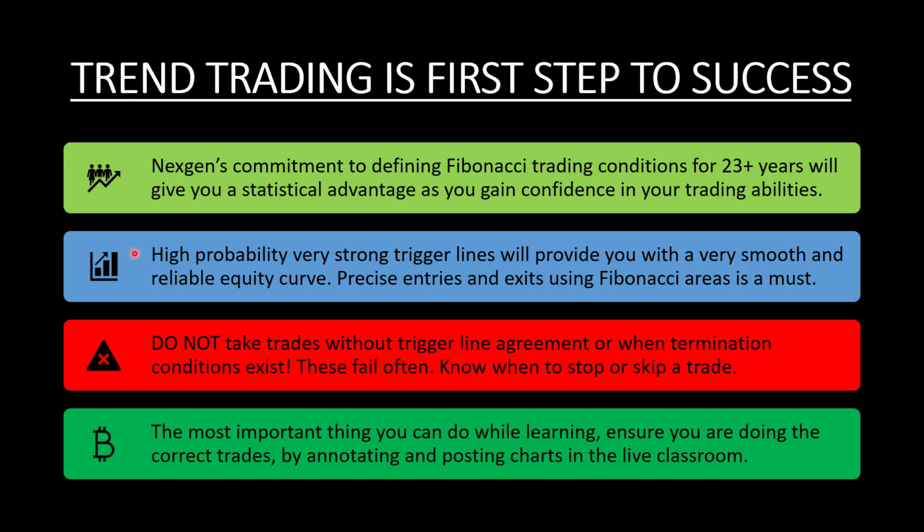High probability, strong trigger line trades will generate an exceptionally smooth equity curve. Entering and exiting the market at the correct areas will help you keep your risk-reward ratios in check. It is vitally important that you do not take trades without trigger line agreement, Fibonacci symmetry, or when a termination condition exists. While on demo and learning the rules, please take pictures of the trades you execute on the trading simulator. Post these trades in the chat room for feedback from our educators.